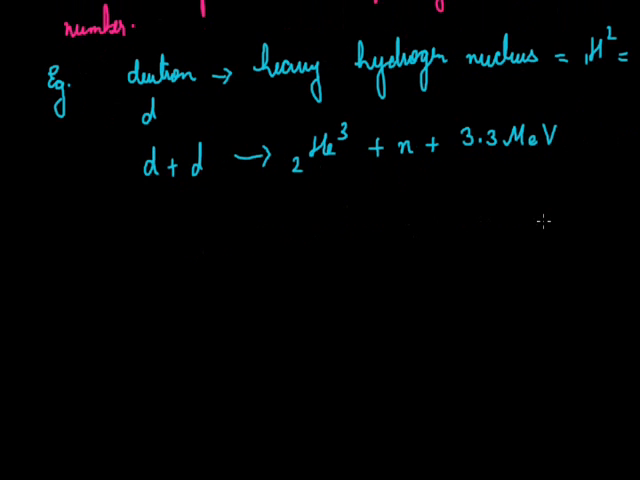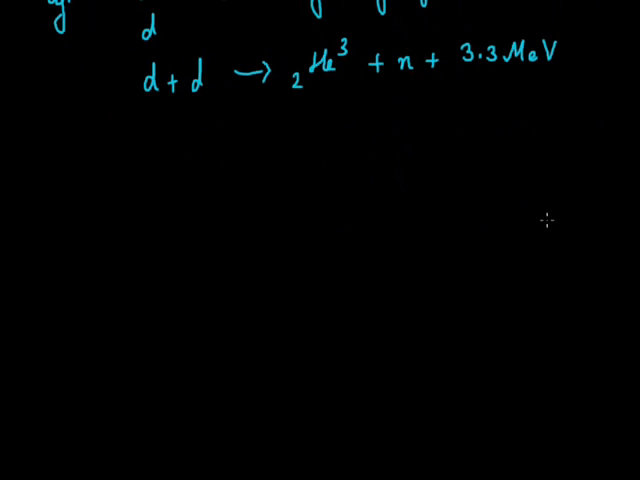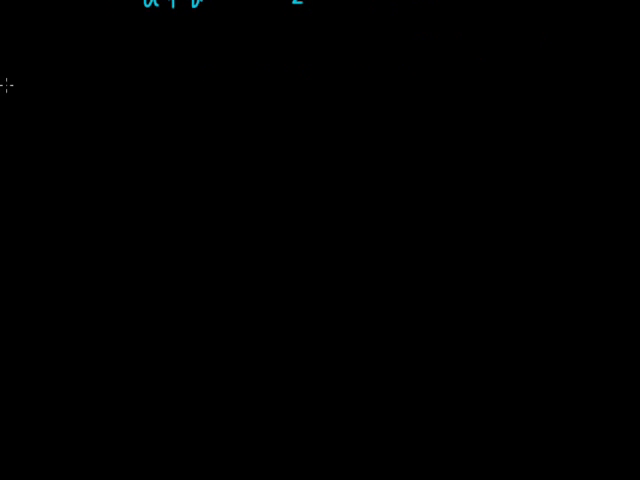Now we will discuss how this process is carried out in the sun. We know that the sun has an enormous amount of hydrogen. So we can state that the sun contains a large amount of hydrogen.